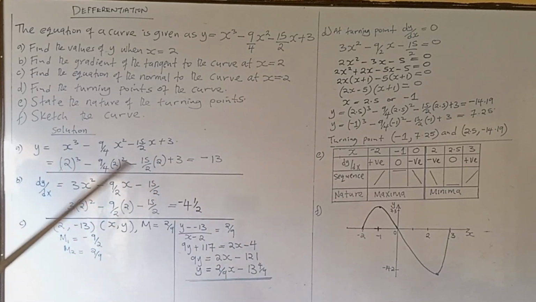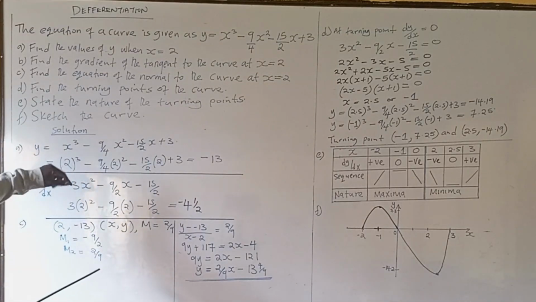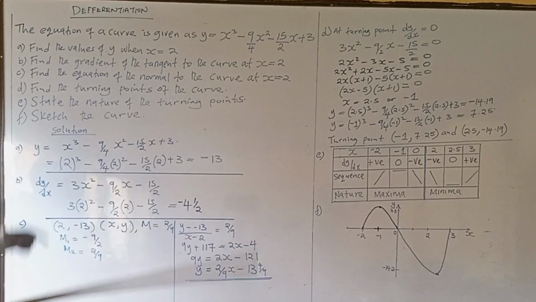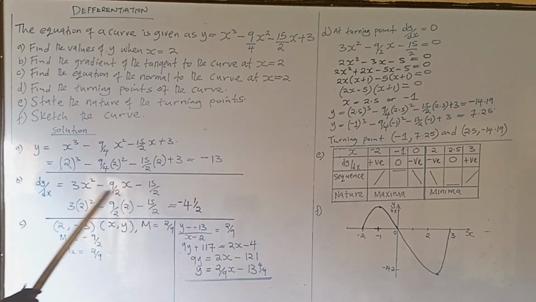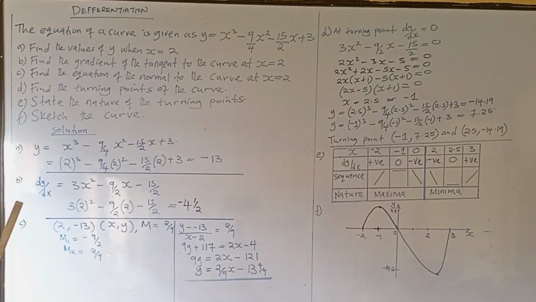So you use brackets, always use brackets so that you avoid error when pressing the calculator. And when you are pressing the calculator, also make sure you are pressing the brackets correctly. So when you just press it the way it is, you get negative 13.